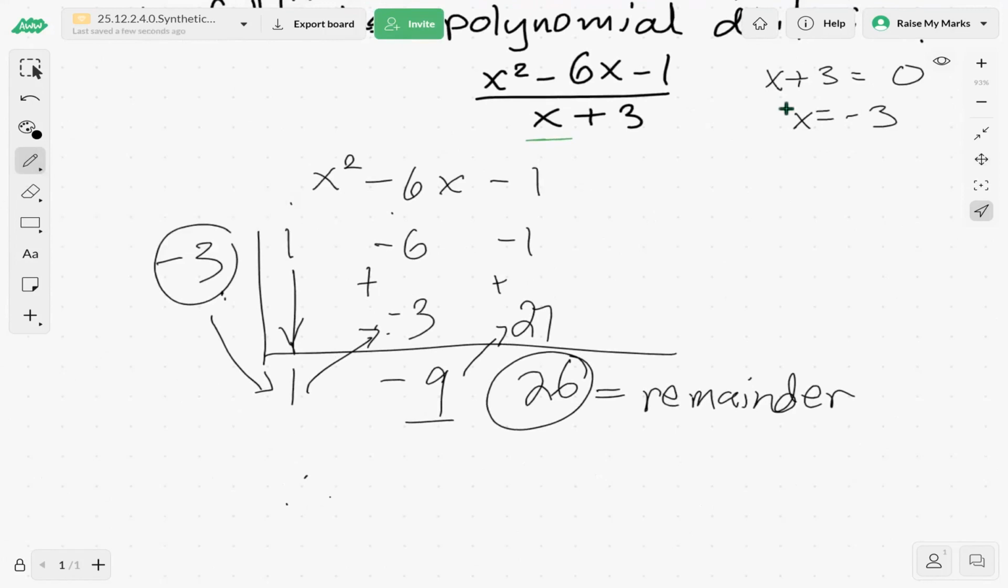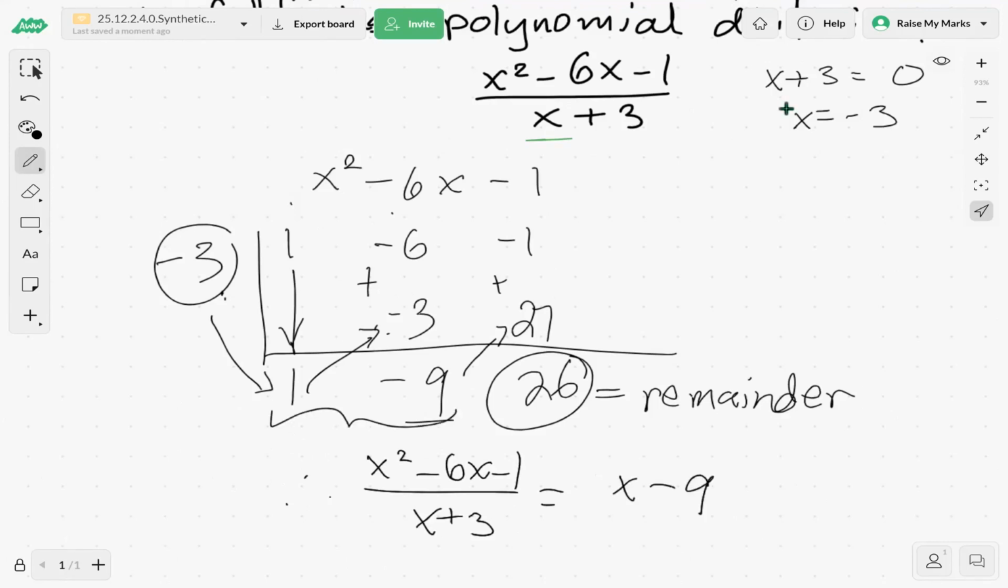So therefore, x squared minus 6x minus 1 divided by x plus 3 equals x minus 9, and we get that from here, plus 26 over x plus 3.